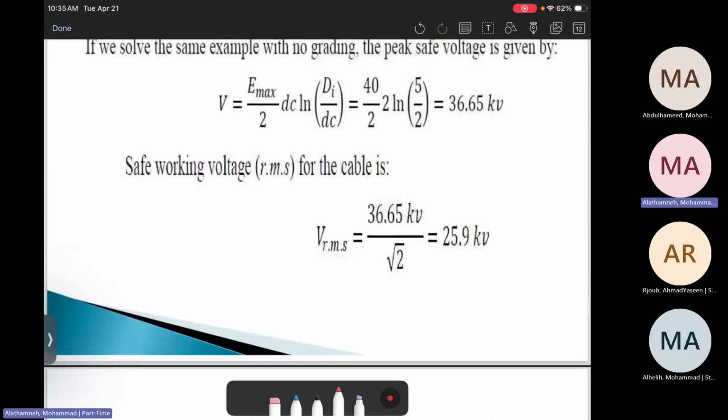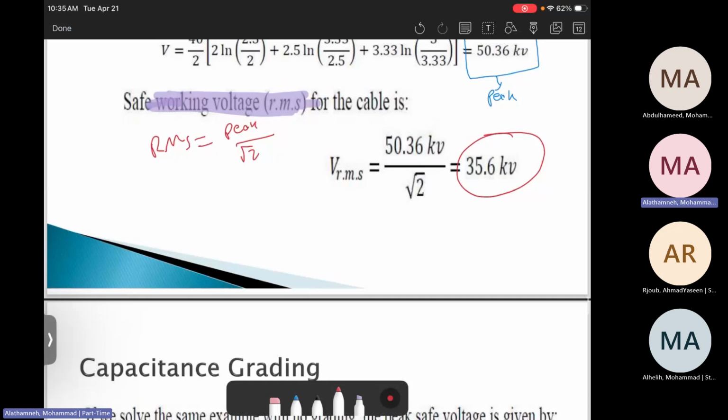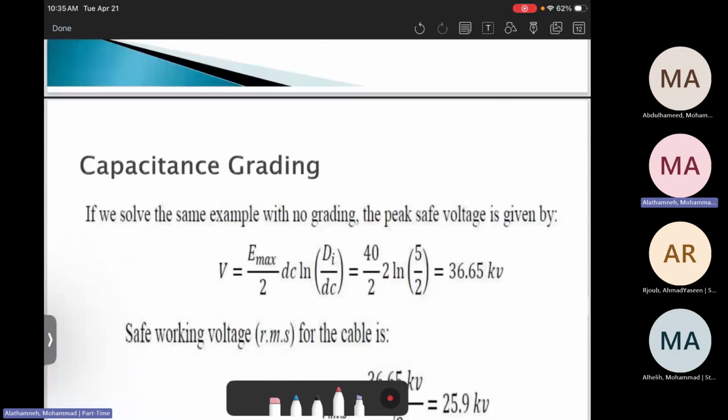Then because of the capacitance impact of that cable, it will be 35.6 kilovolts. So the capacitance adds something to the voltage, and that's what we mentioned earlier. The capacitance can impact the voltage as well.